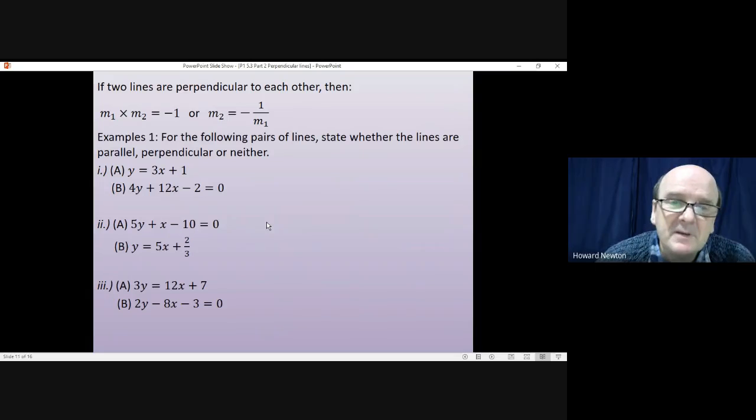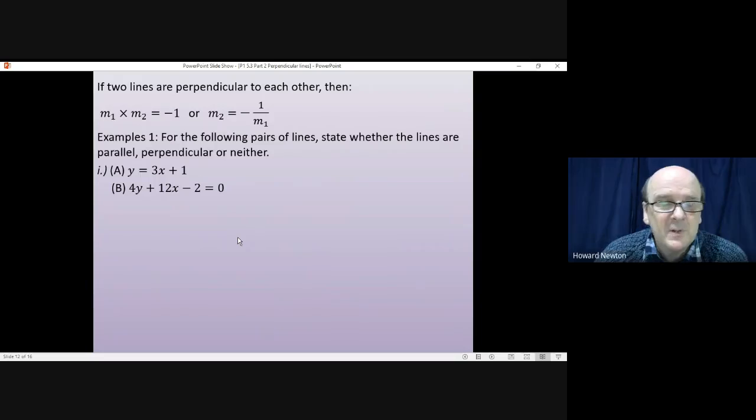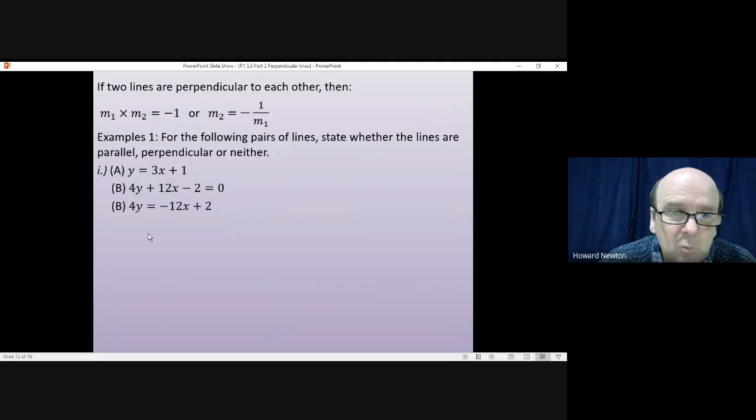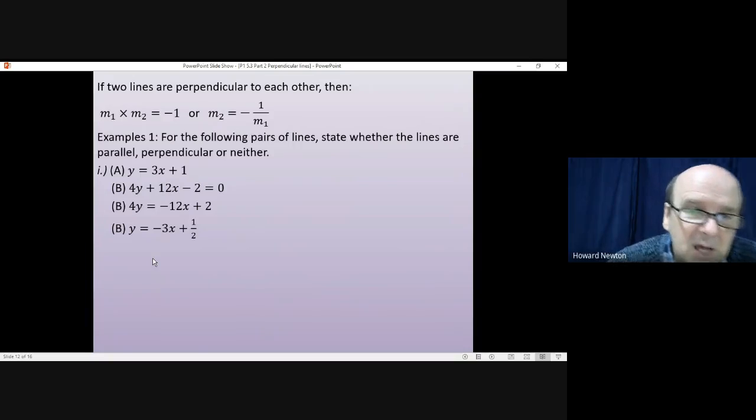Okay, let's have a look at these. So the first question, line A has the equation y equals 3x plus 1. Line B, 4y plus 12x minus 2 equals 0. Now, line A is already written in the form y equals mx plus c. So the gradient of the first line is 3. Rearranging the second line, getting the y's on their own on the left-hand side would give us that. And then dividing through by 4 gives us y equals minus 3x plus a half.